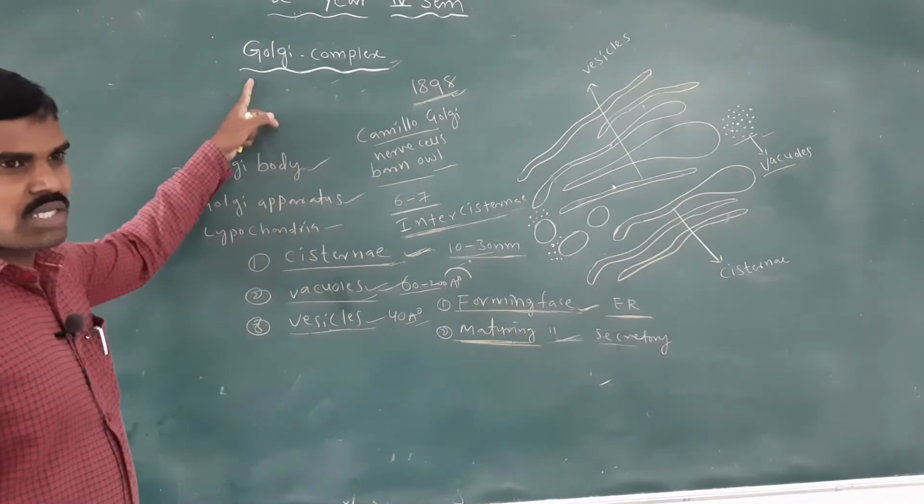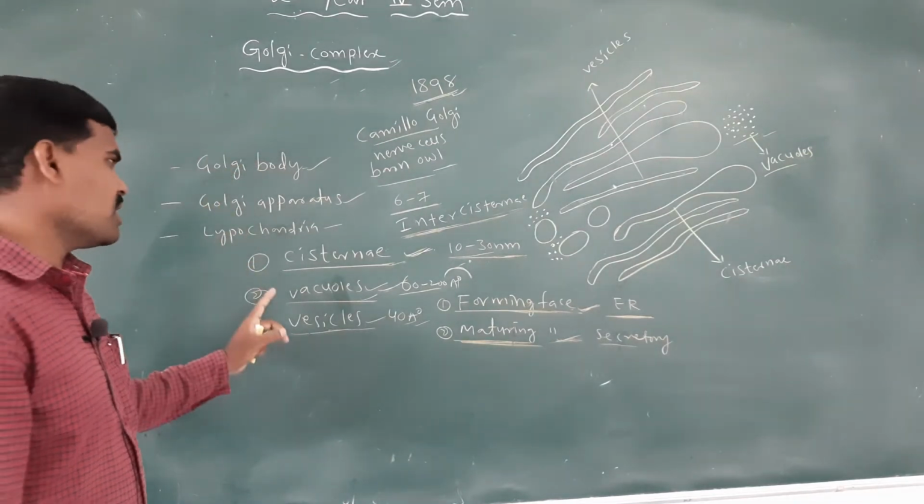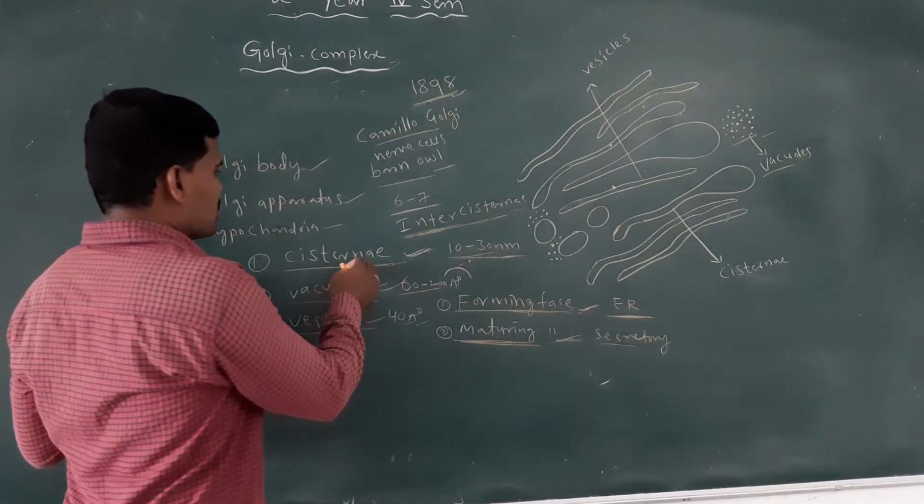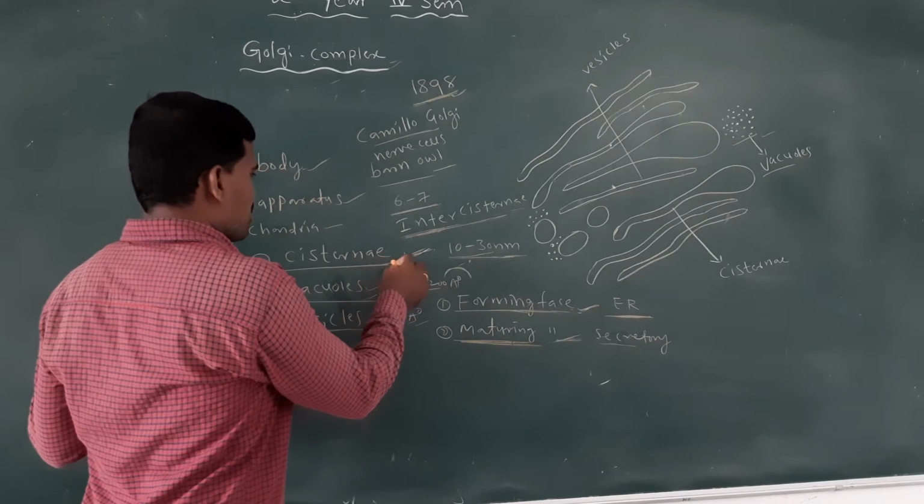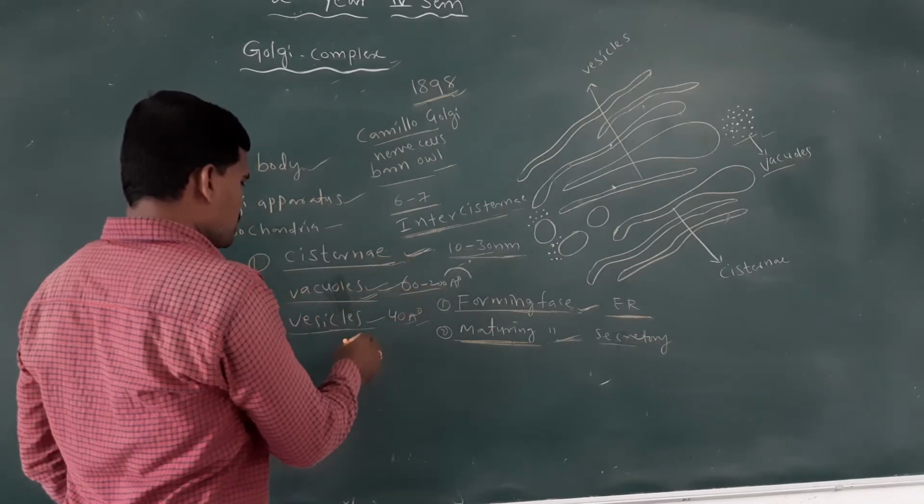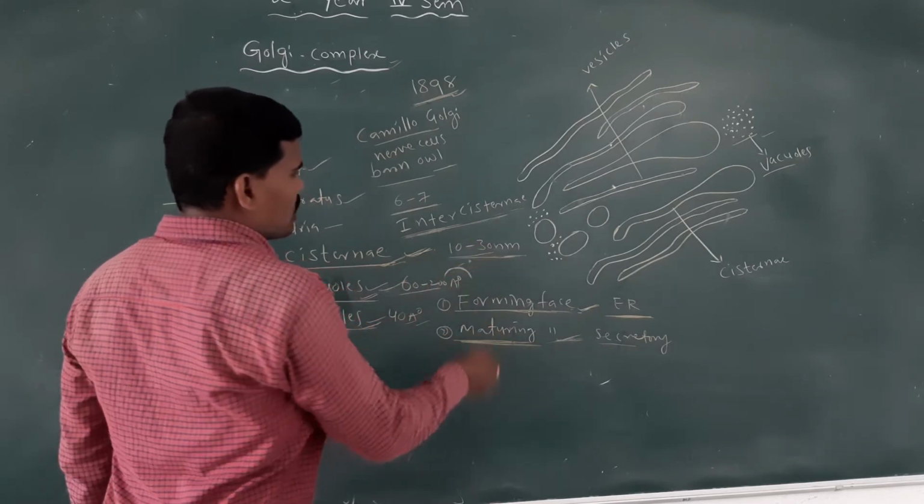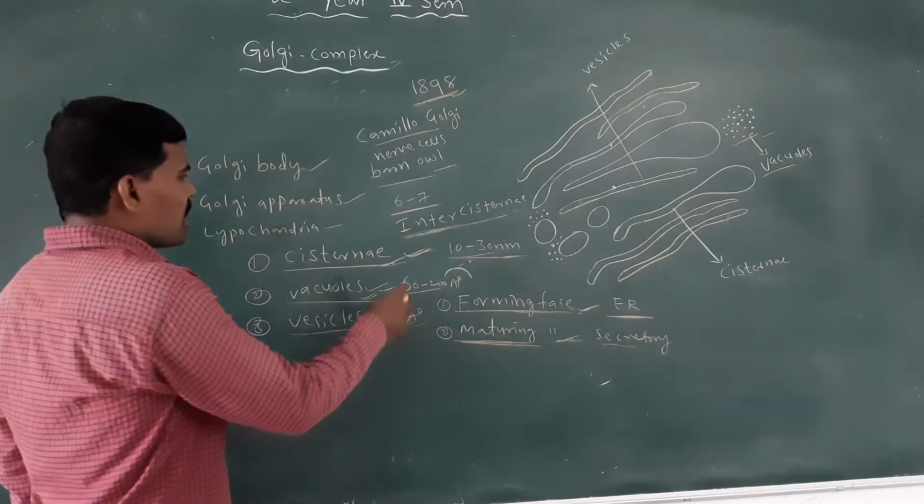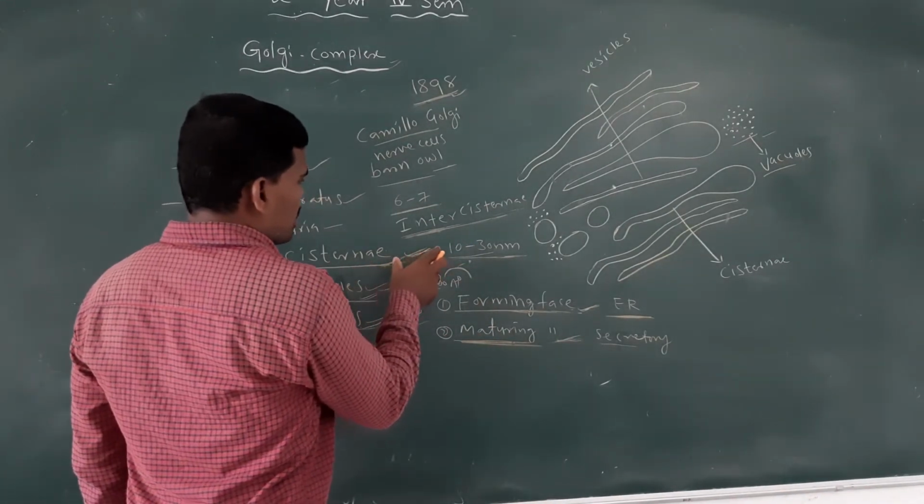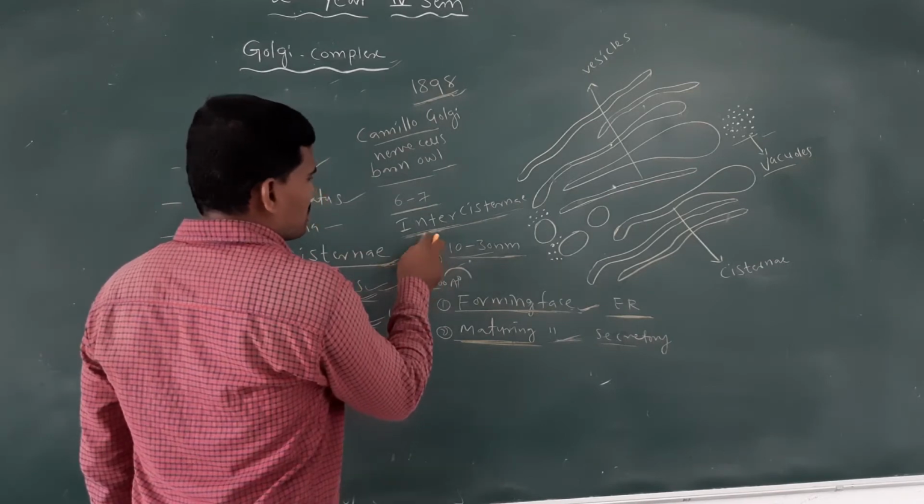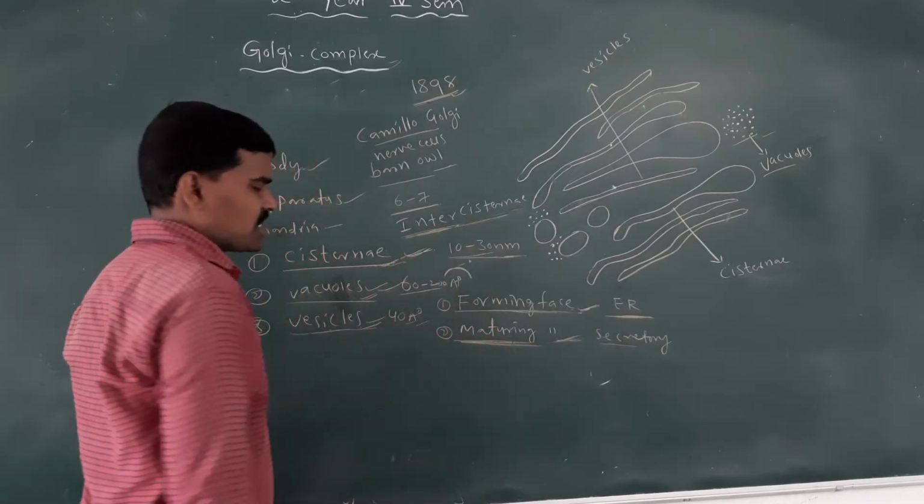Golgi complex, how many components? Three components. So once again, listen here. One is the cisterns, second is vacuoles, third is vesicles. Cisterns are 10 to 30 nanometers. In between two cisterns, an empty space is formed. This empty space is called the intercisternal space.